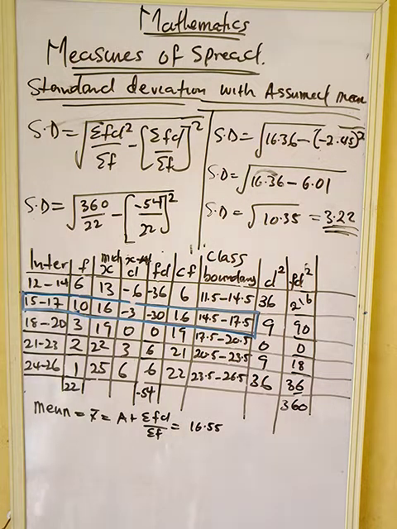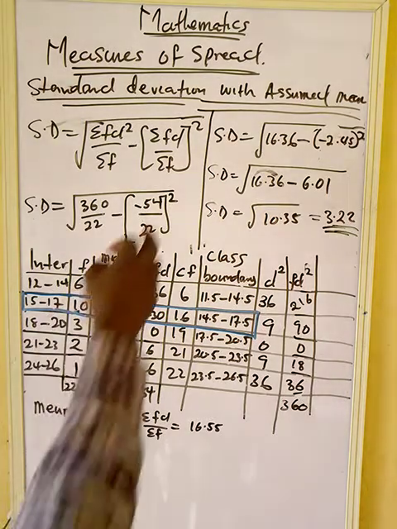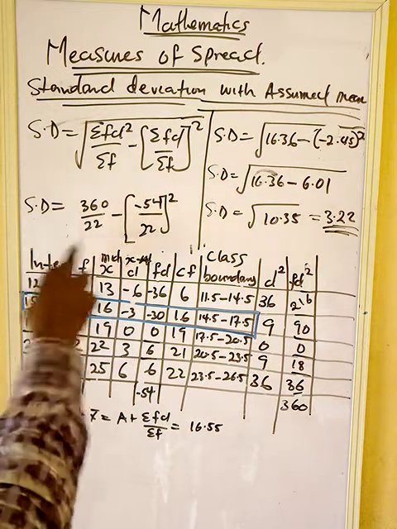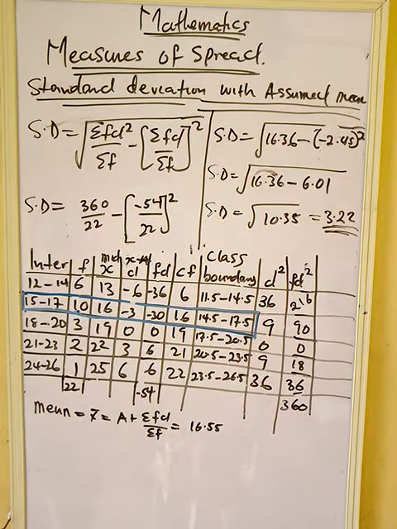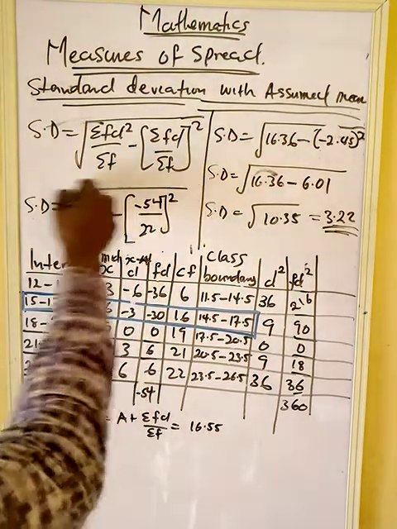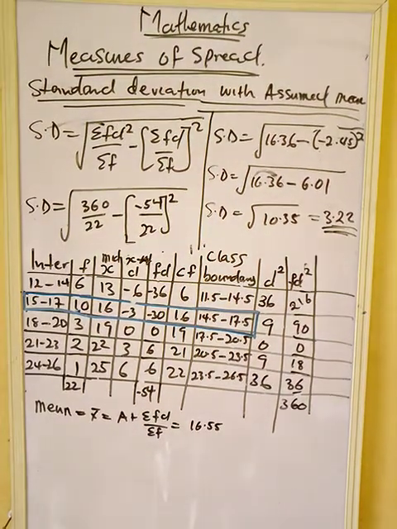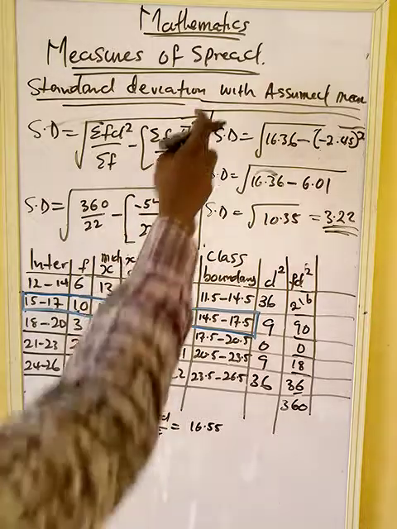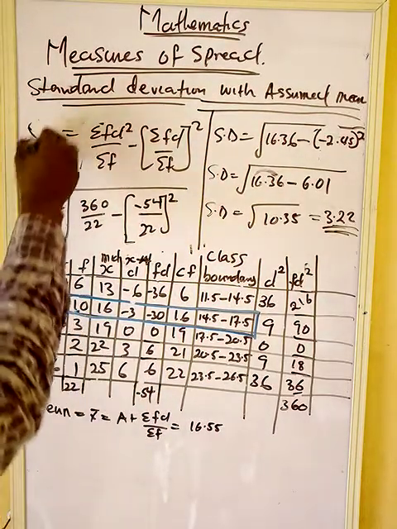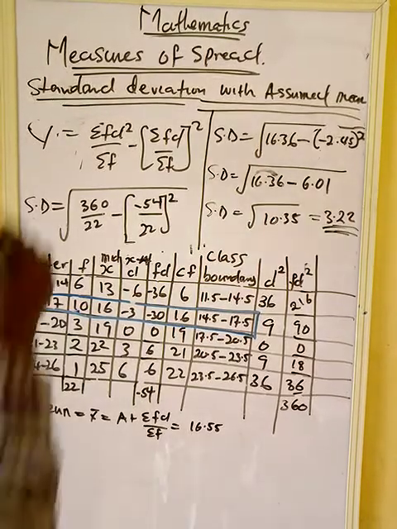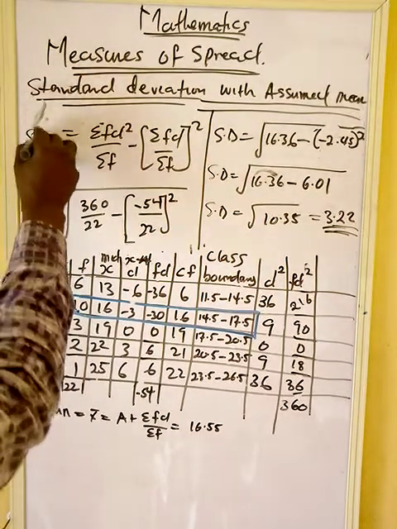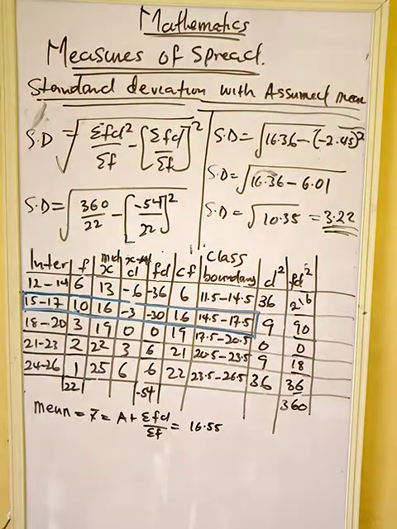Don't forget, without this root, when you solve like this, that is the variance. The square root of variance will give you the standard deviation. When I remove this root from here, this turns to variance. The square root of variance is the standard deviation.